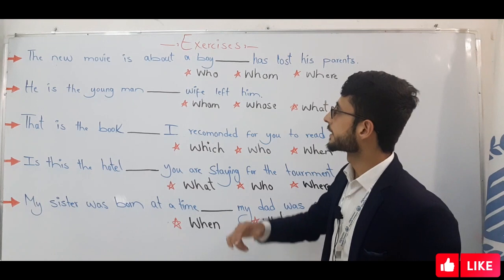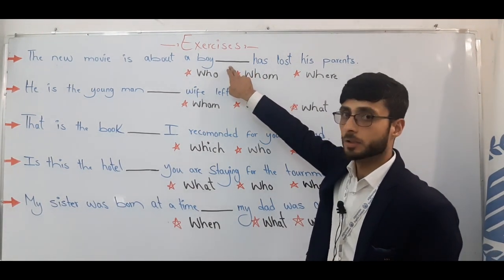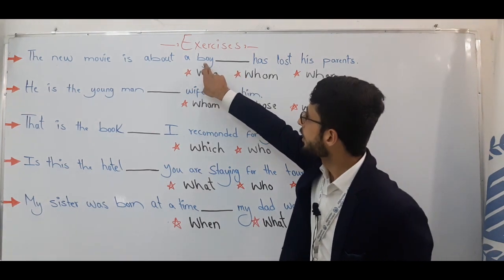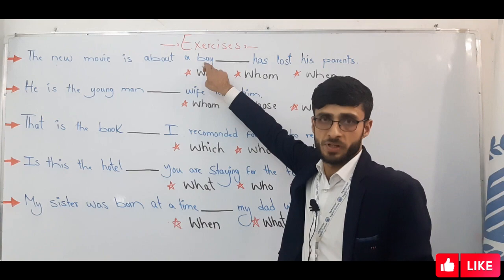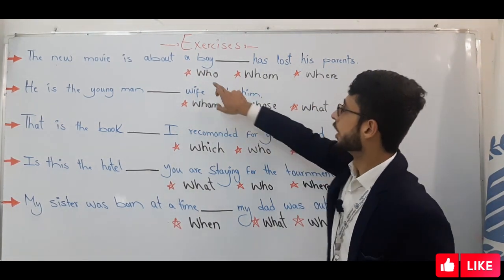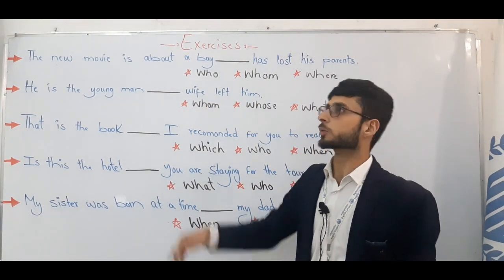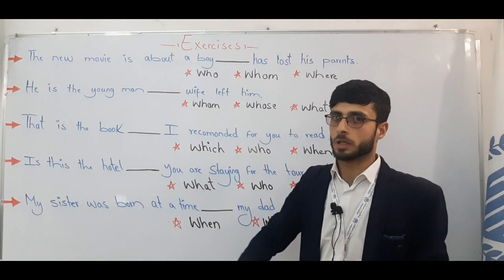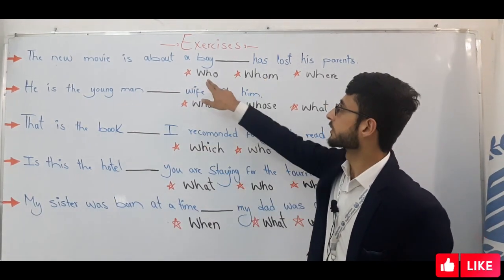First of all, let's come to where. Can we use where in here? No. Why? Because we want to talk about a boy, a person. When you want to talk about a person, we cannot use where. It is incorrect. Who and whom. When you want to talk about the subject, we should use who. When you want to talk about an object, we should use whom. And here we talk about subject.